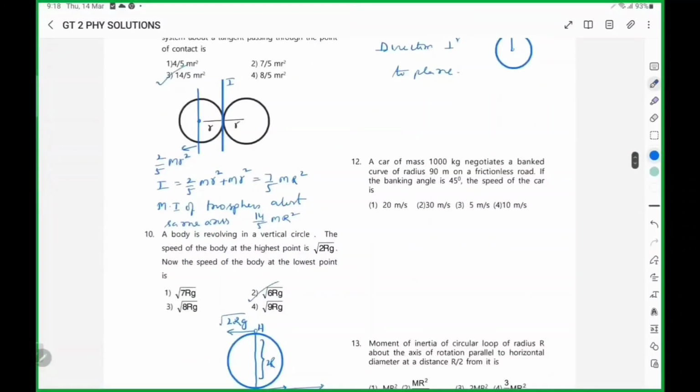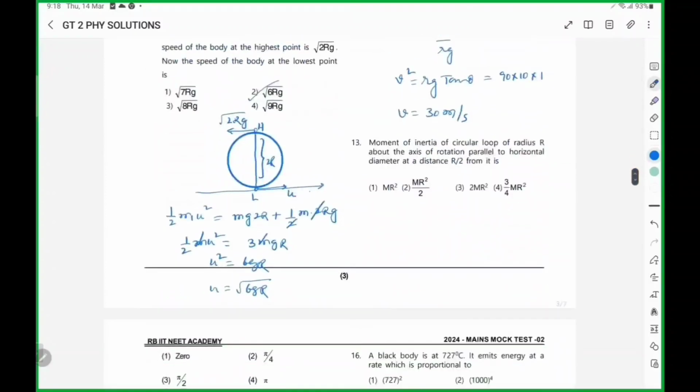A car of mass m negotiates a banked curve on a frictionless road. For banking angle, we have a formula. The speed of the car will be, R here is 90, g is 10 and tan 40. V here is 30 meter per second.